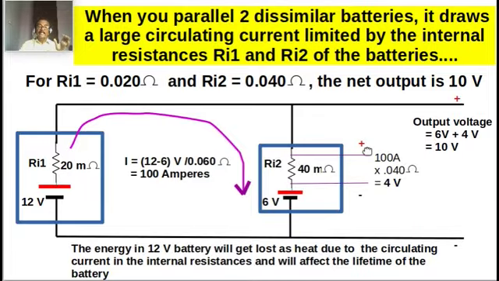So if you are going to connect a large number of lithium cells in parallel, such circulating currents will happen from one battery to another, and the energy is wasted. In this case, for example, the energy in the 12 volt battery will get lost as heat in the two resistors. So now how to avoid this? How to avoid the circulating current and how to save the cell so that it will give a longer lifetime?